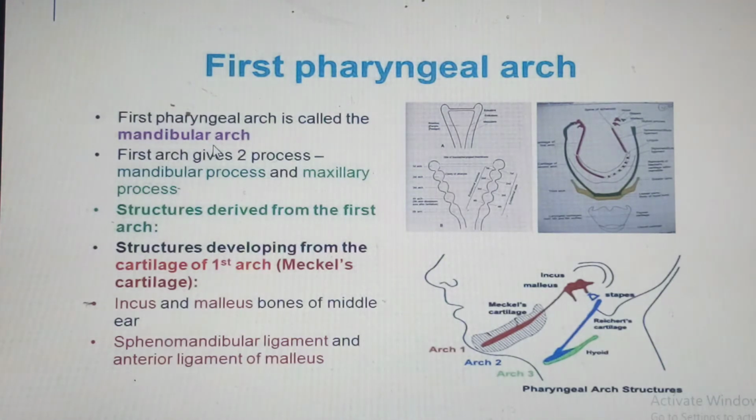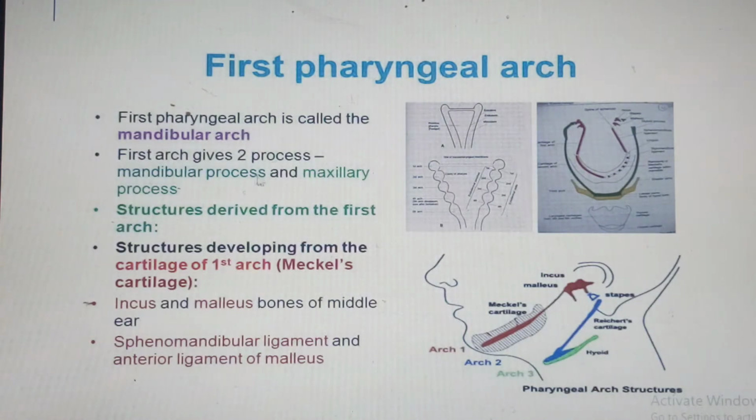And this mandibular arch gives rise to these processes. I'll come to that. But there will be a cartilage model that develops in the first pharyngeal arch, and that is what we call Meckel's cartilage. Now this Meckel's cartilage is not the one that is going to give rise to the mandible, the maxilla, the zygomatic bone, and the squamous portion of the temporal bone. No, it's not going to give rise to them, because these bones will develop via intramembranous ossification. That is formation of bone from scratch using connective tissue mesenchyme.